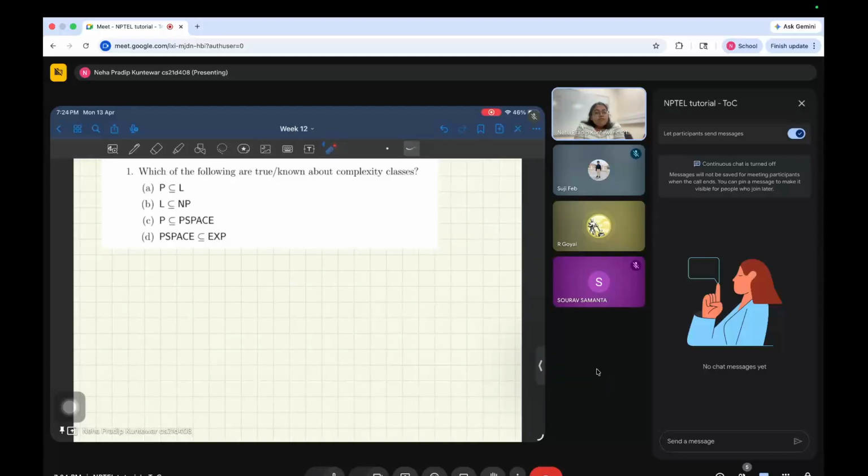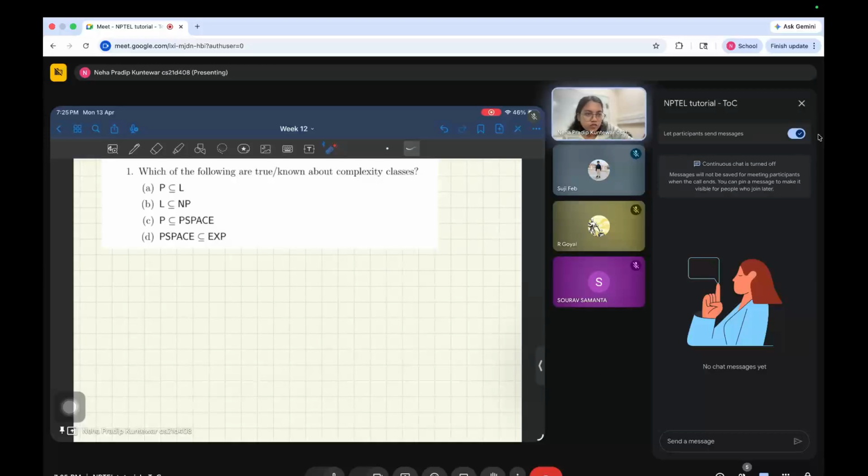So B is true because L is a subset of NL, and then NL is a subset of P, and P is a subset of NP. So therefore L is a subset of NP. And because of similar reasons, P is a subset of PSPACE as well. Whatever we can do in polynomial time, clearly we can do in polynomial space as well. And PSPACE is a subset of EXP is also fine. So except A, the remaining three options are correct.